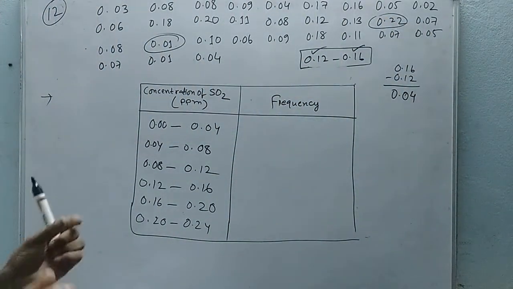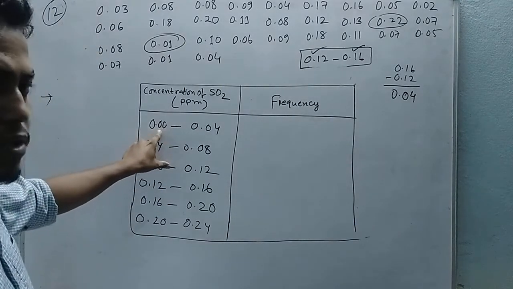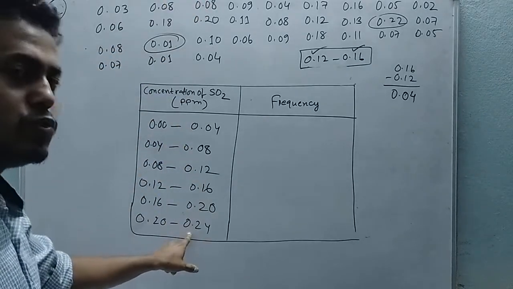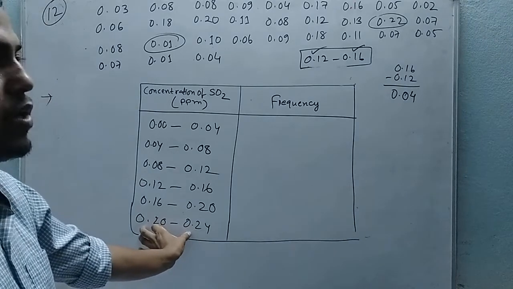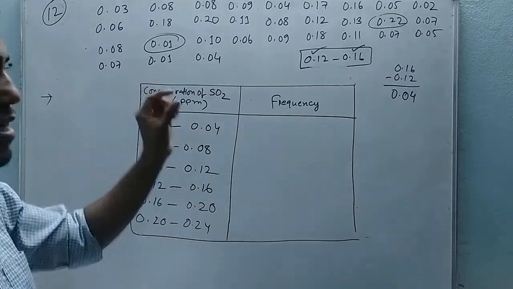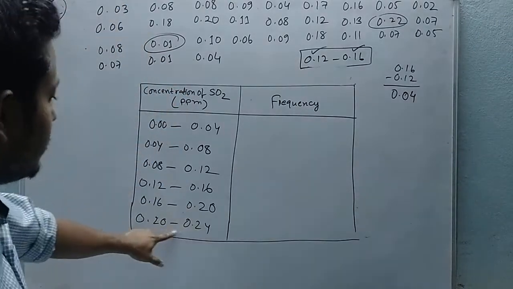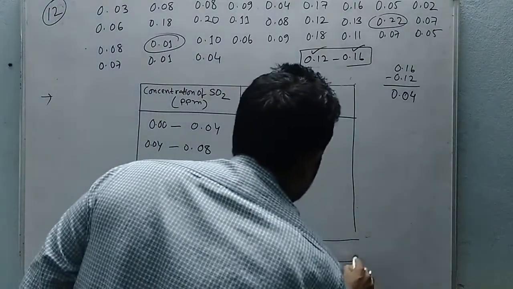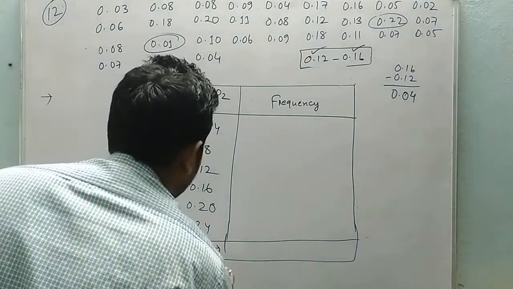Okay, so our range will be from 0.00, below the lowest number, to 0.24 above the highest. And between these two numbers we will write down the numbers that fall under this range. Okay, one by one we will do. The total we will write here.